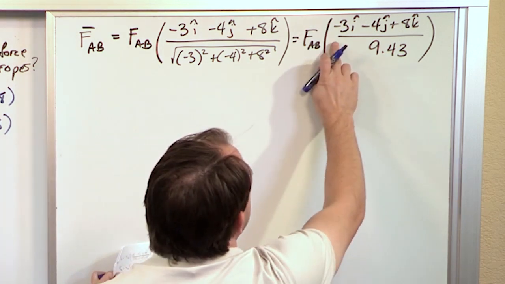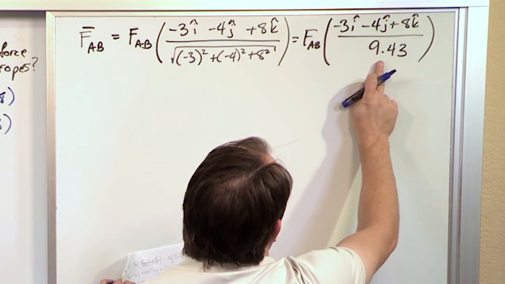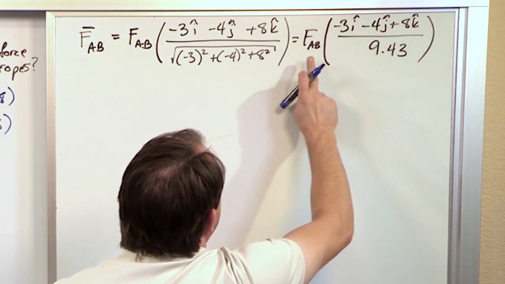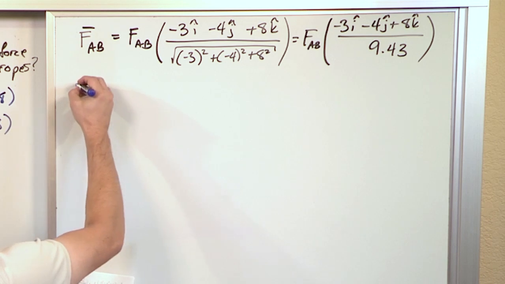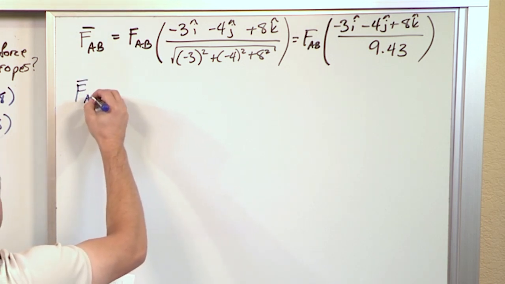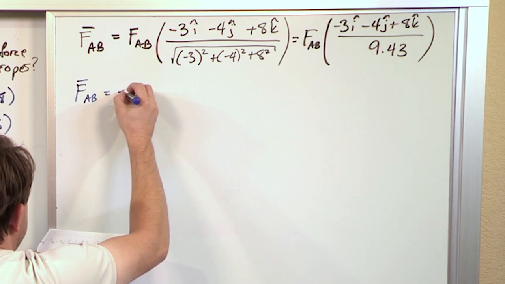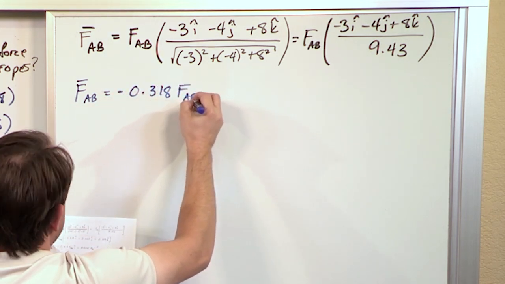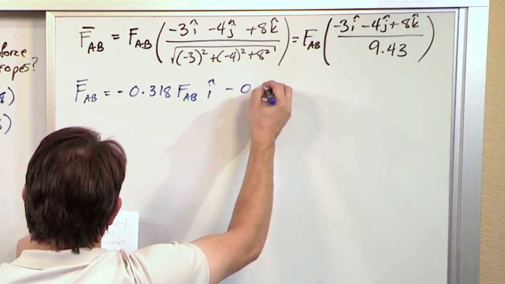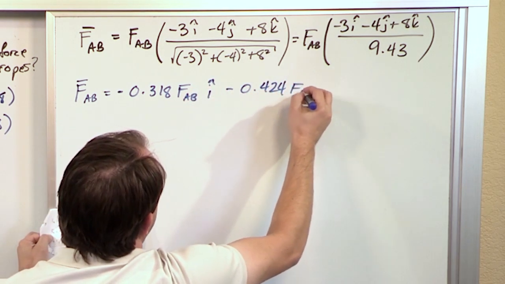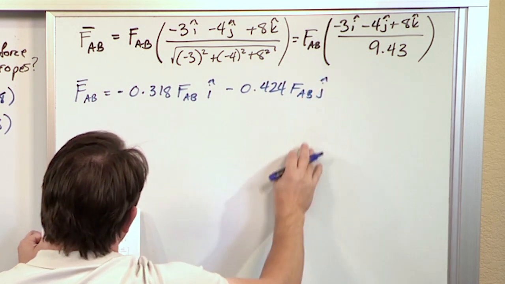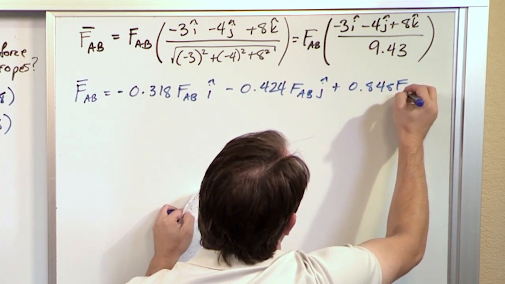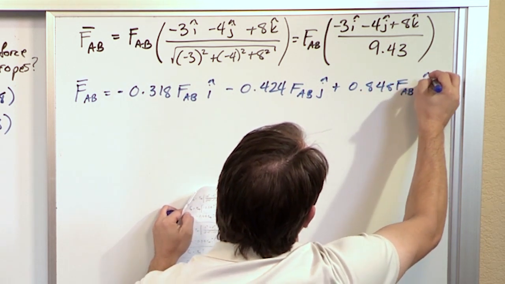Okay, so when you do all of this math, when you take the -3 divided by 9.43, the -4 divided by the 9.43, the 8 divided by the 9.43, and then you distribute the FAB in, what you're going to get for FAB vector is -0.318 FAB in the I direction minus 0.424 FAB in the J direction, plus 0.848 FAB in the K direction. Make sure you understand that.